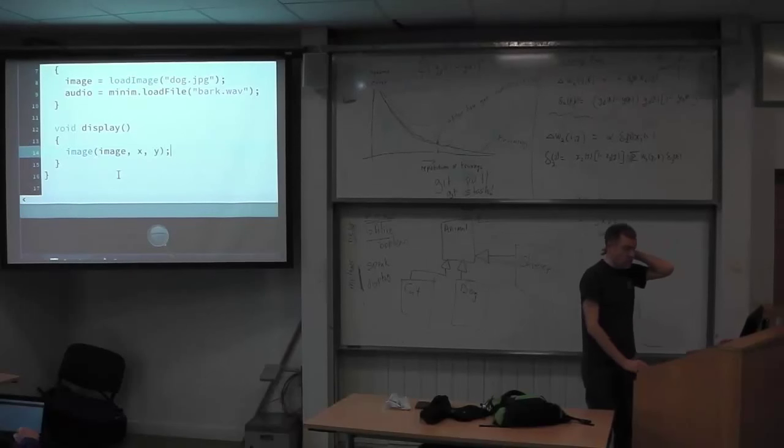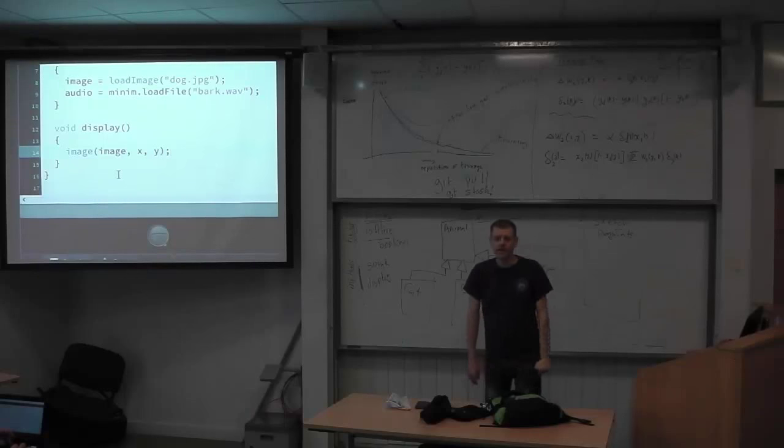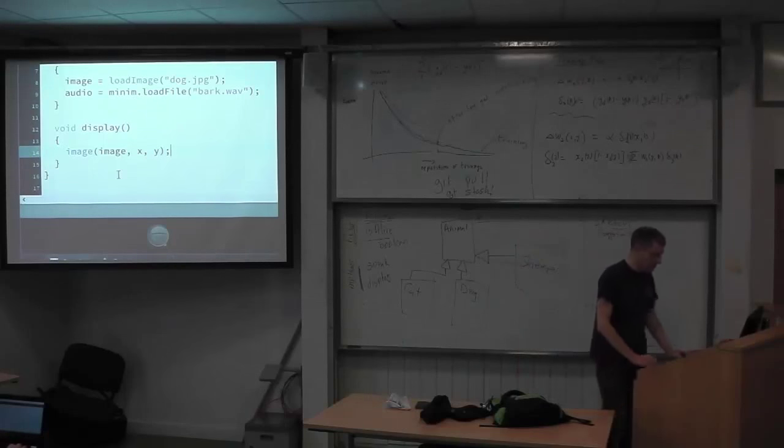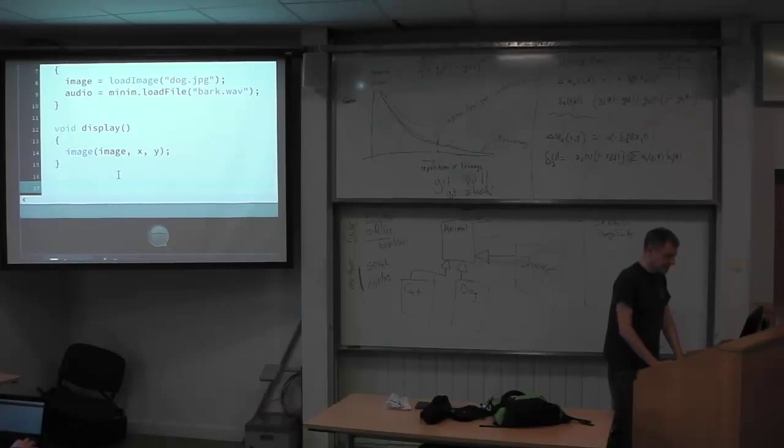And then the second parameter is the X and Y coordinates. I think the X and Y coordinates is the top left-hand corner, but I'm not 100% sure. We'll try it out. Is it the top left-hand corner? Cool. So that's the display method.